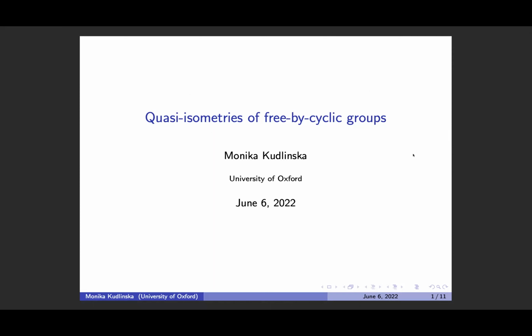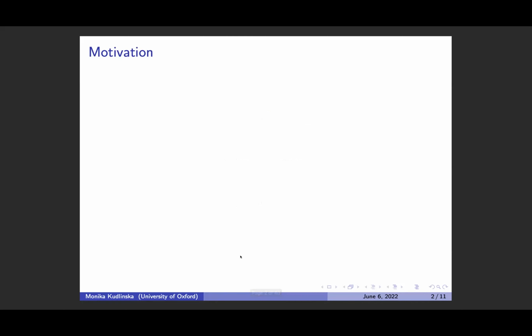So today I'm going to be telling you a little bit about quasi-isometries of free-by-cyclic groups. The motivation obviously comes from the world of geometry. I mean, this is a geometry topology workshop, so it better be.